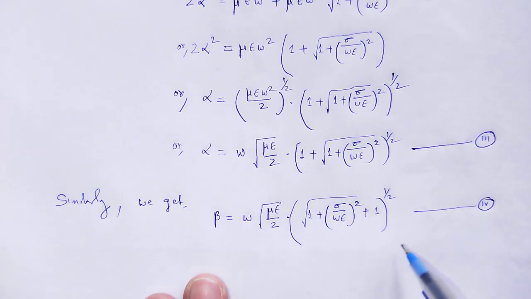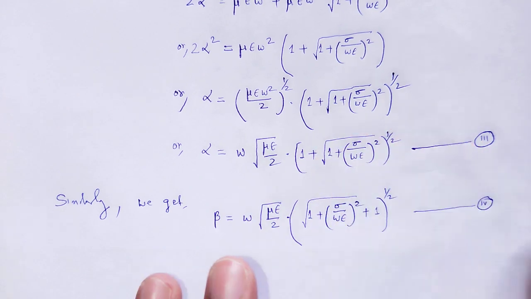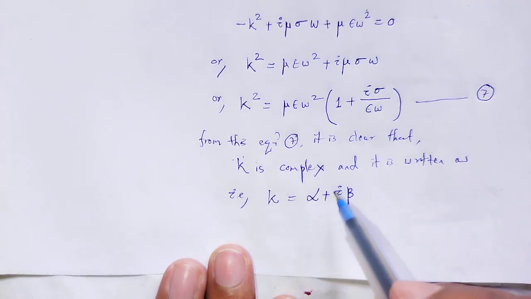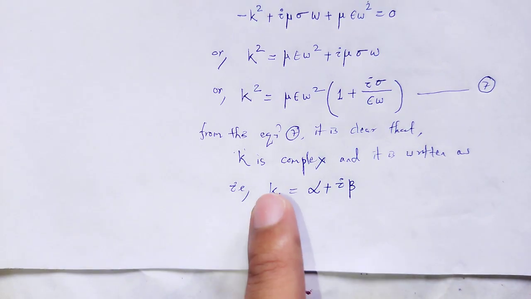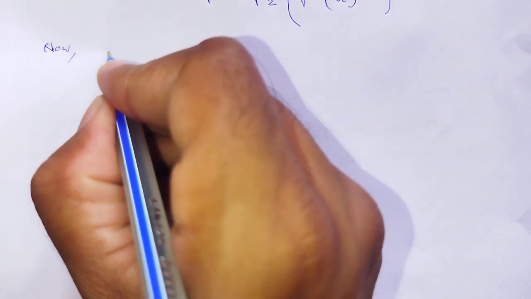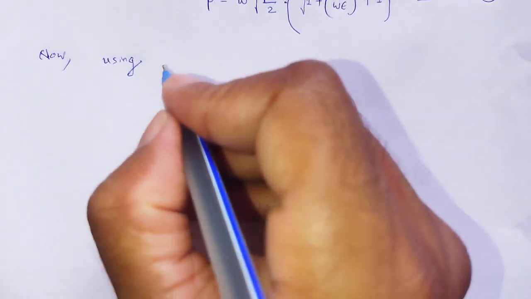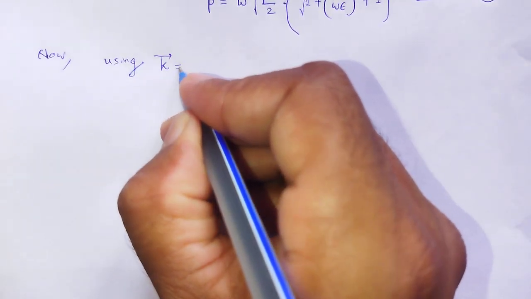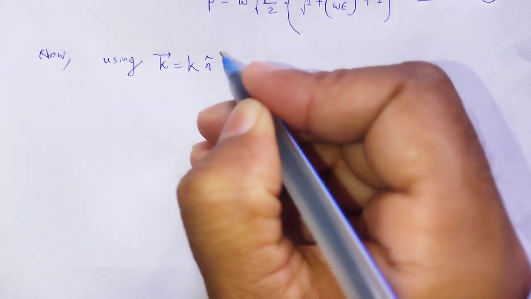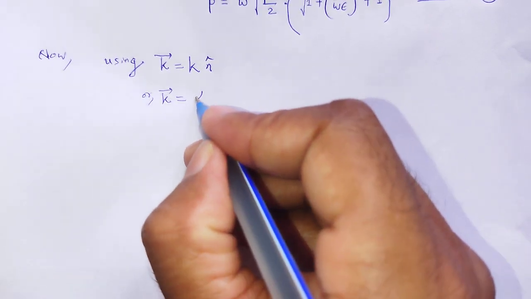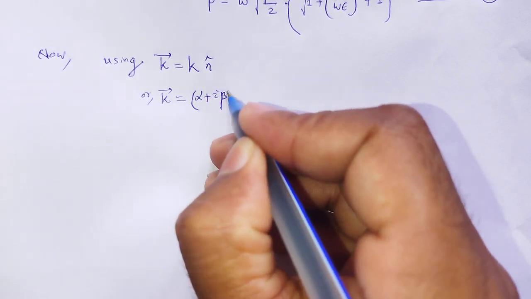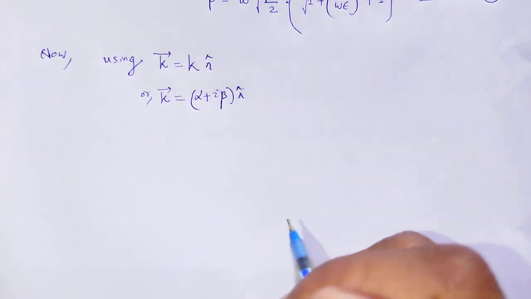Here the value of alpha and the value of beta is derived. What are alpha and beta? This is a notation form. As we write the k vector in complex form, alpha is the real part and beta is the imaginary part. That is for the k vector. Now, using the k vector with its magnitude and direction, the magnitude is alpha plus i beta and n cap is its direction.